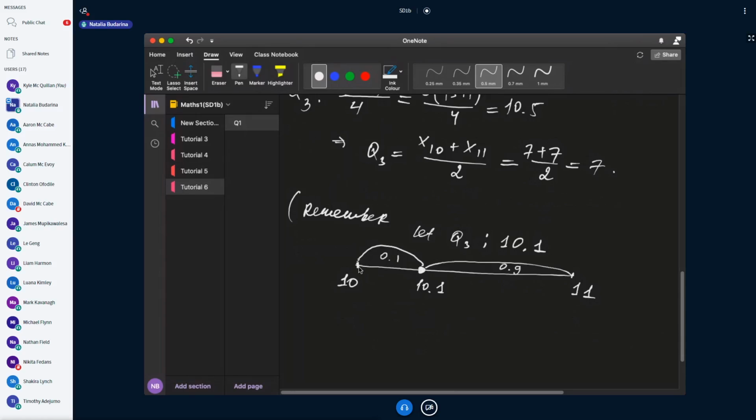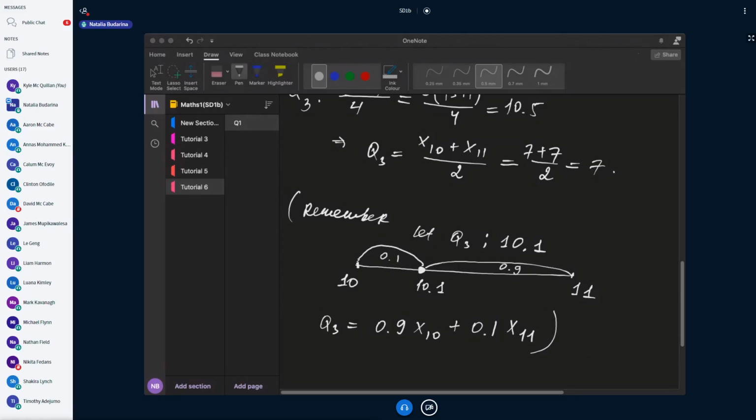So my number 10.1 is closer to the number 10. In this case, Q3 will be equal to 90% of x10 plus 10% of x11. In the picture you can see it differently, but you can use logic here: 10.1 is closer to 10. So it will be 90% of x10 plus 10%, or 0.1, of x11.